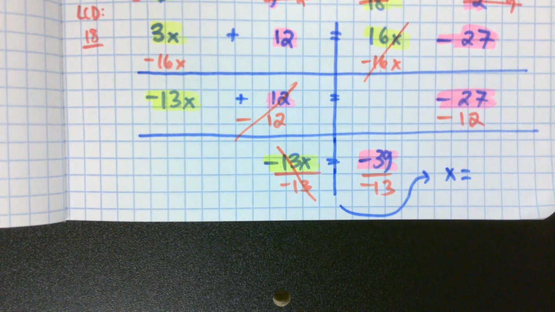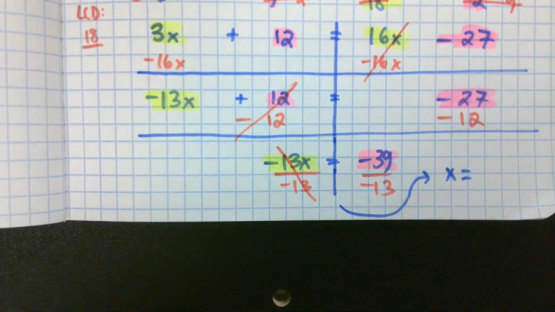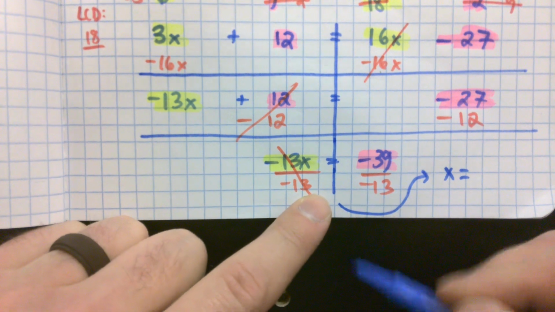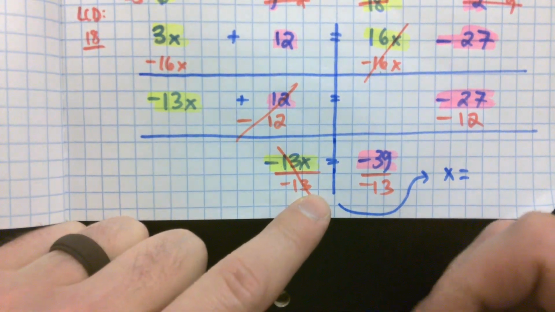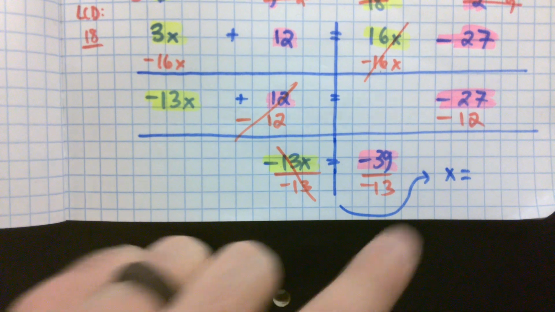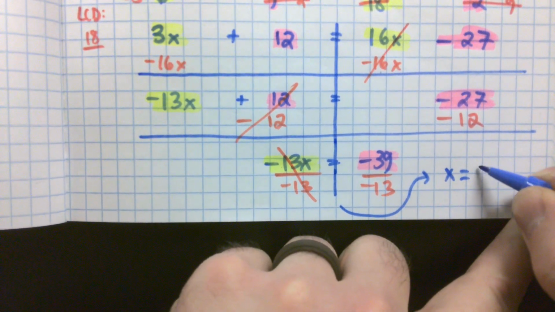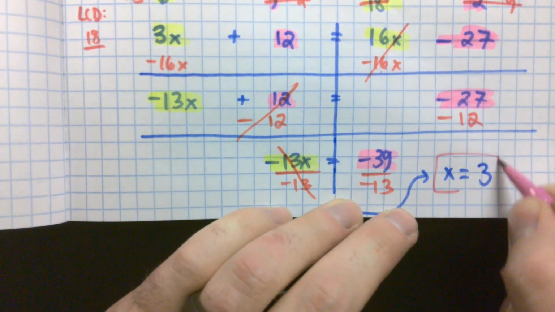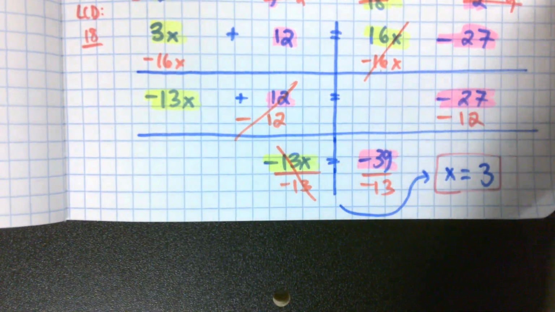Am I just going to leave it as 39 over 13? No? Why not? Can we simplify it? Yeah, how many times does 13 go into 39? 3, right? 13, 26, 39. So x is equal to 3. Boom.